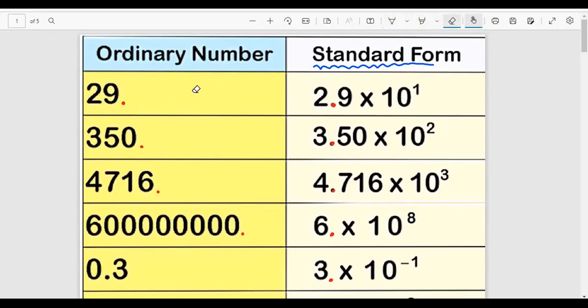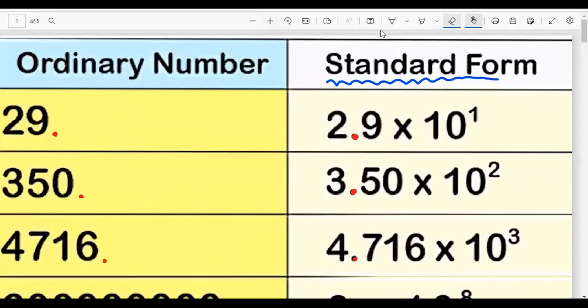All right, now let's see how exactly we convert a number to standard form. Let's start the discussion with the very first one. So, one second only.